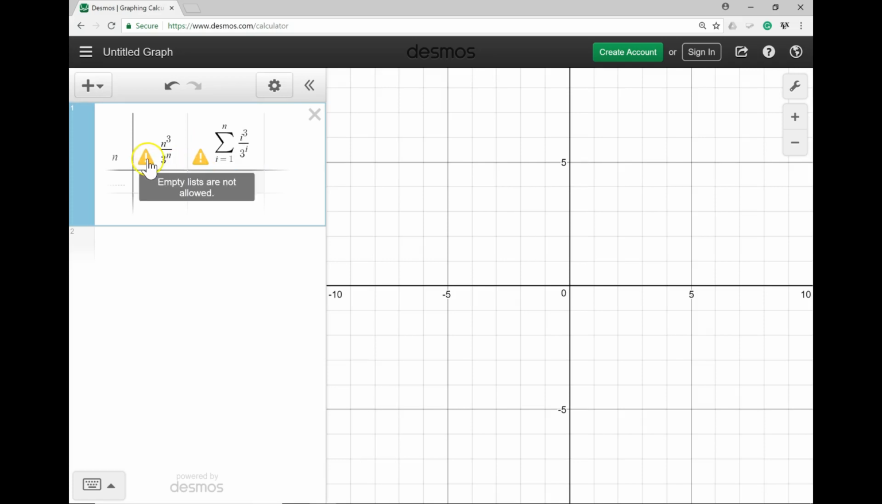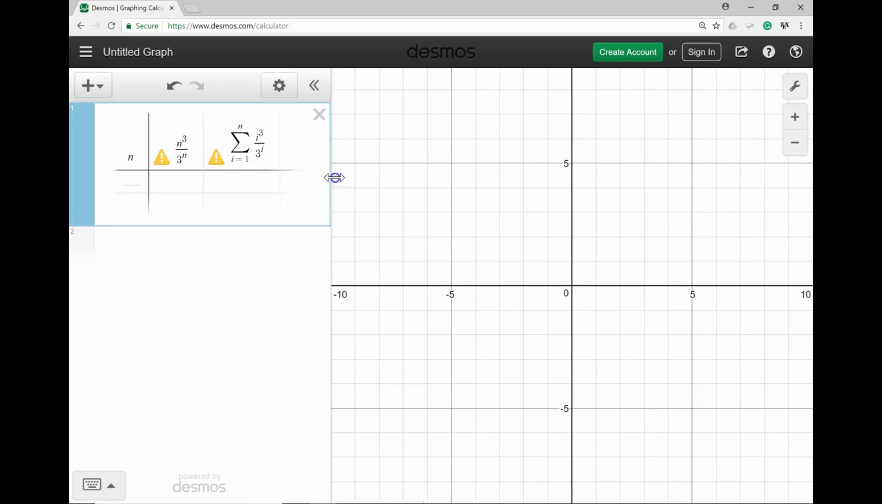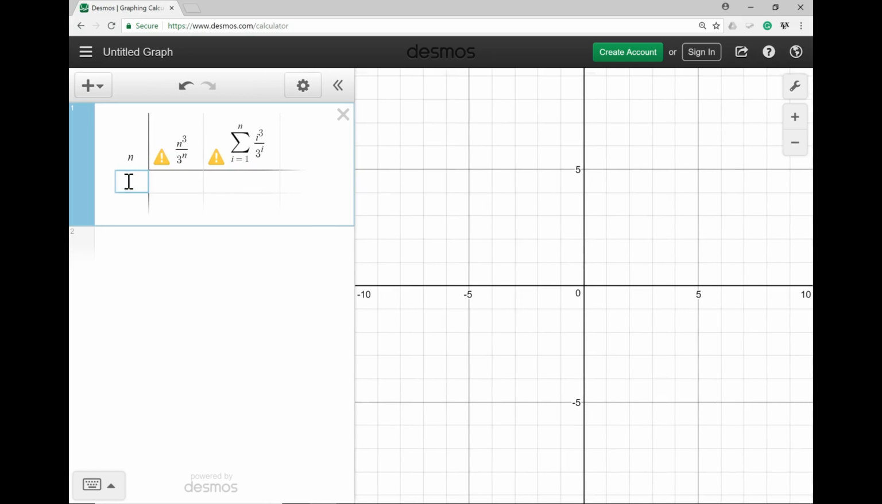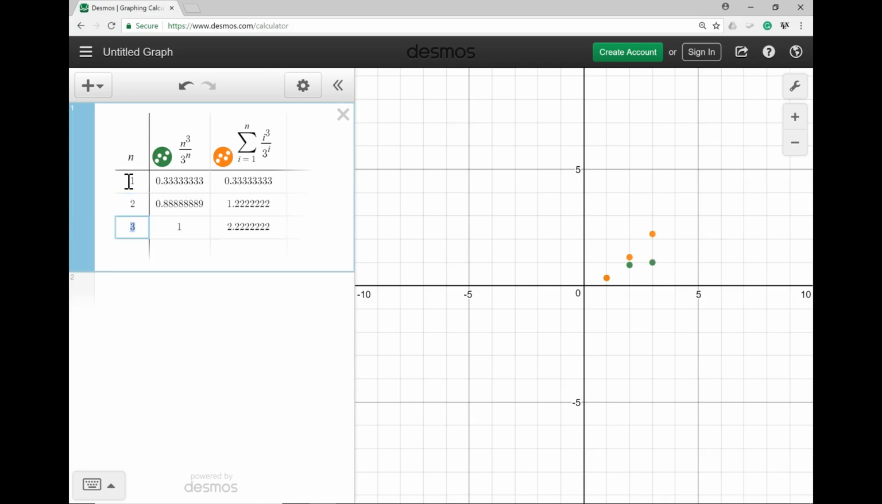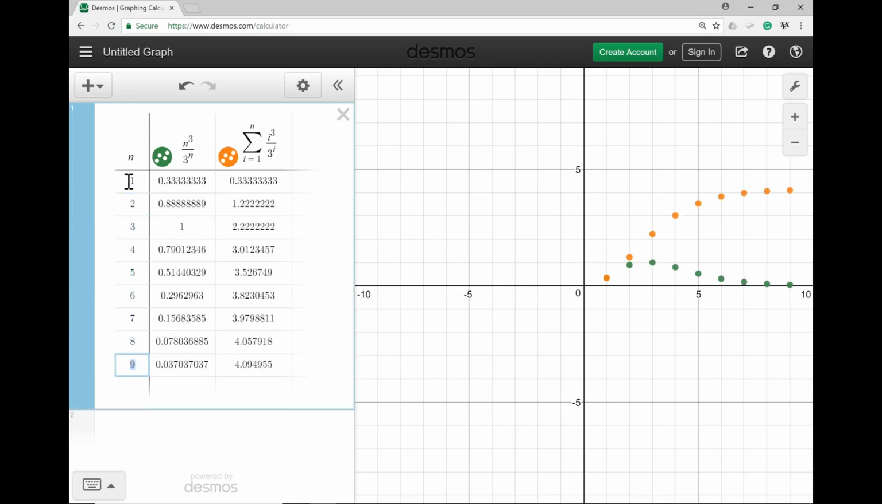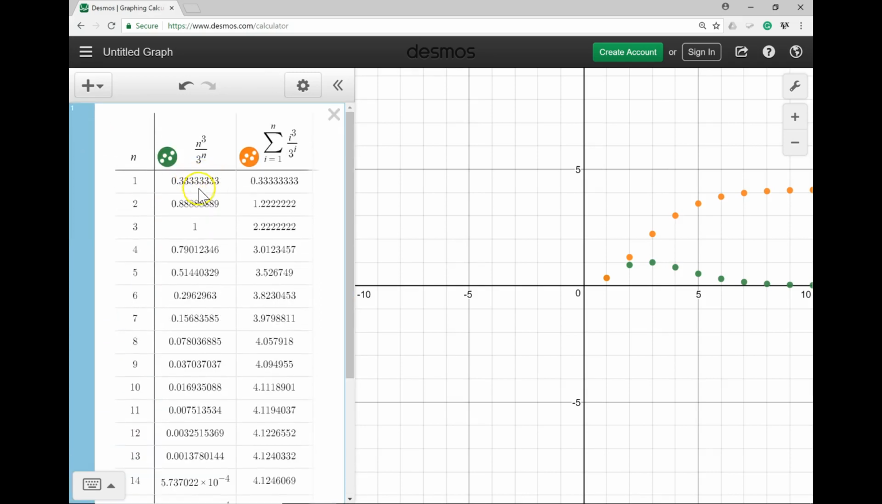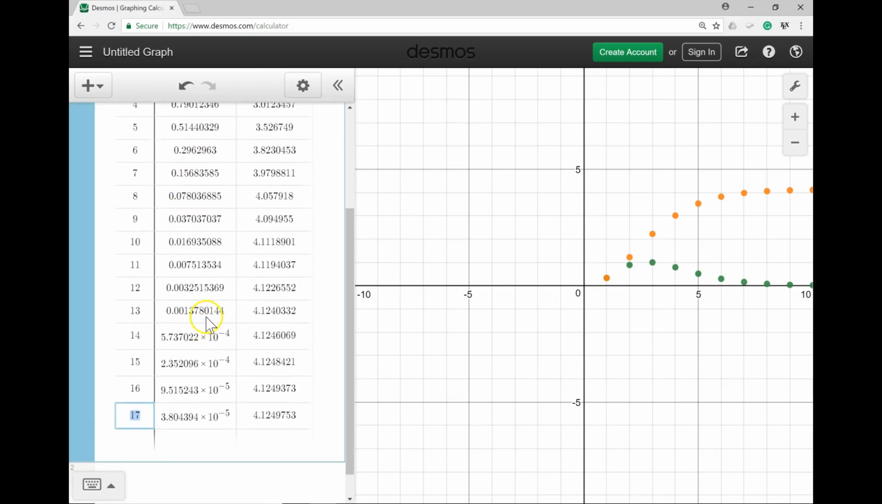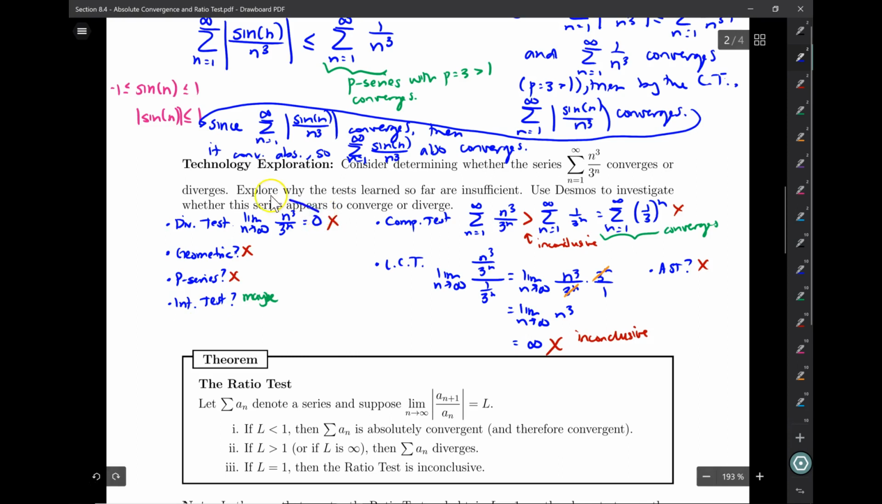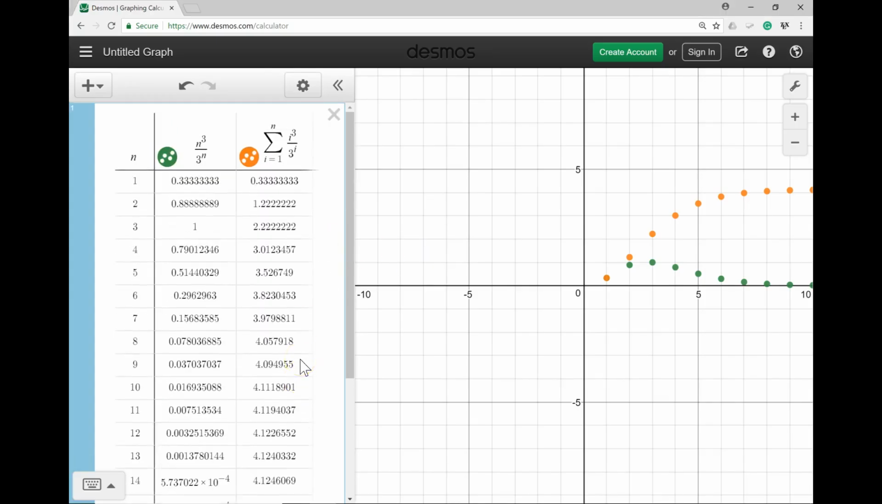Now don't worry about these warning signs. It's just telling you that your list is currently empty. I'm going to do 1, because that's where our series begins, then 2, and then it'll start to autofill for me. Now I'm just hitting enter repeatedly to see what happens. Notice that the terms of the sequence, n cubed over 3 to the n, are decreasing to 0, as we expected when we looked at this limit. Okay, cool. Then let's take a look at the nth partial sum.